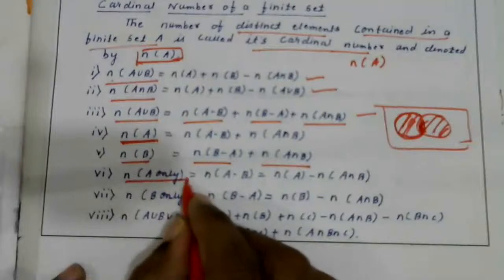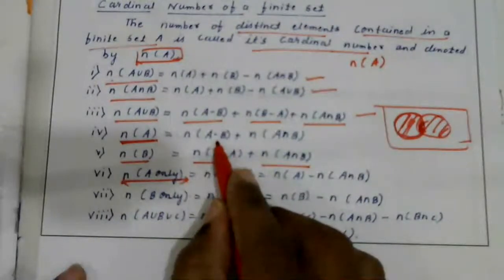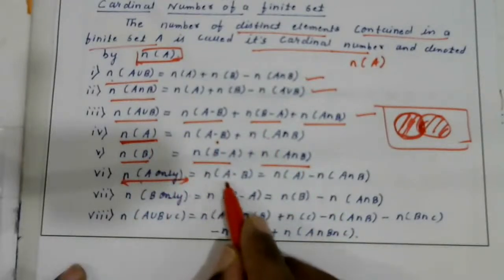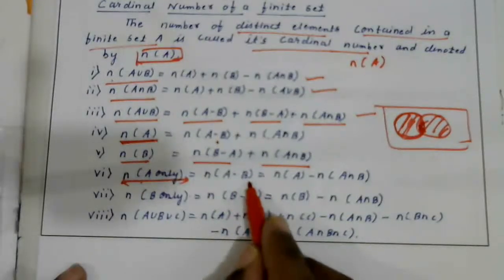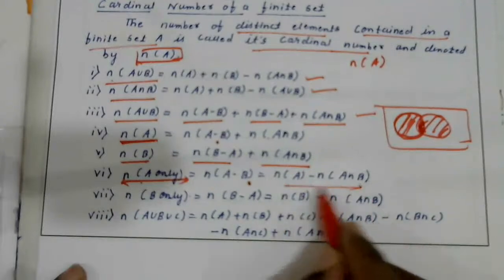And n of A only, right? So n of A only is what? Only A, or you also call it A minus B. From here you can write n of A minus B equals n of A minus n of A intersection B. So n of A only, or n of A minus B, is equal to n of A minus n of A intersection B.